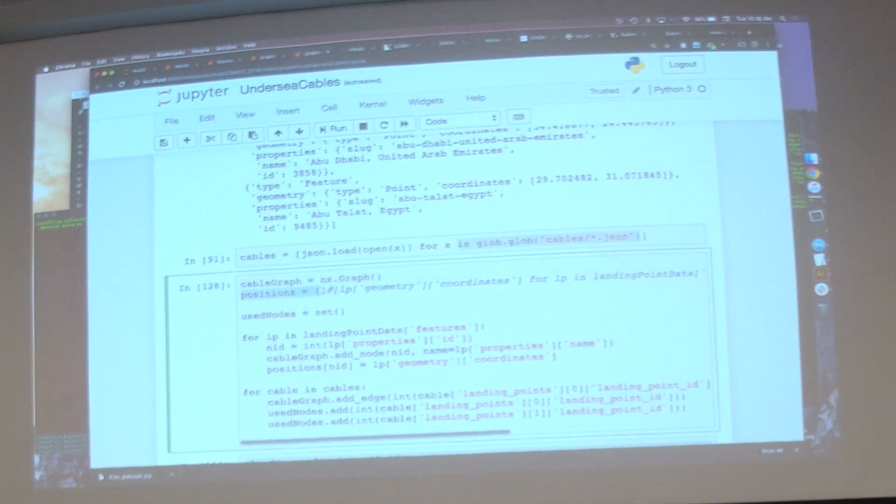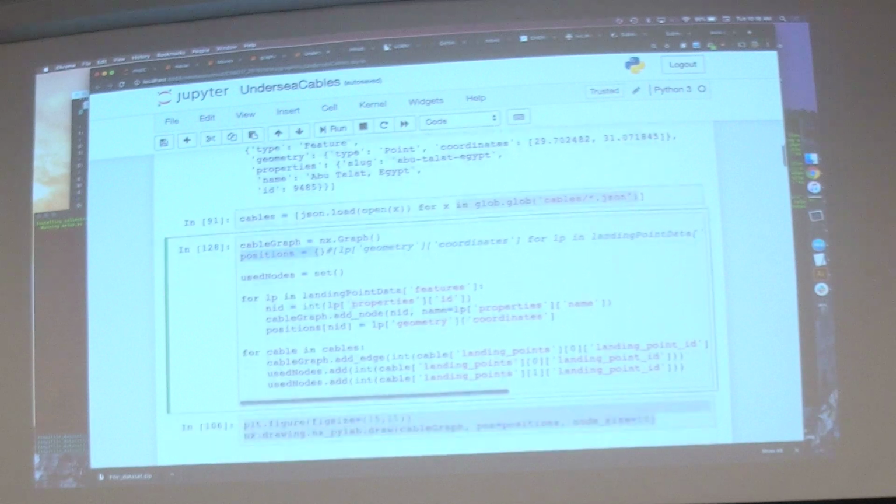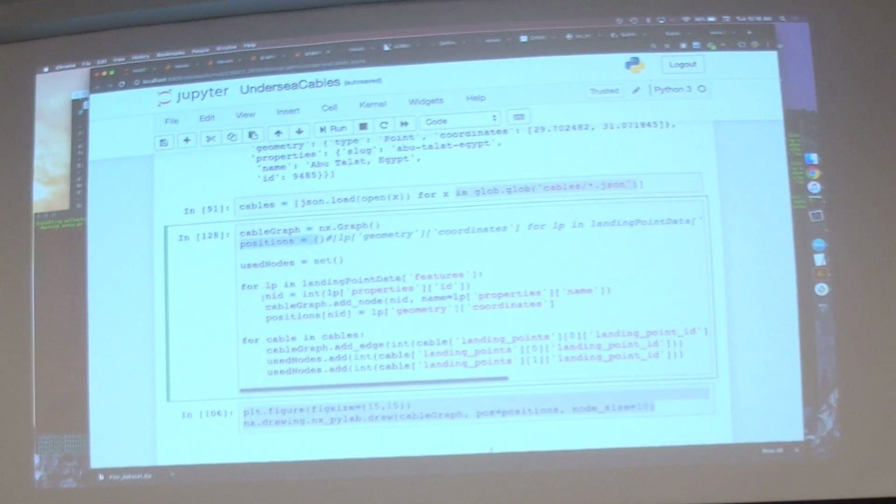I'm going to store all the positions of the landing points so that we can draw them on a map. And I'm keeping it separate from the actual node data structure so we can also draw it other ways. That was kind of the idea here. For each of the landing points, I'm just looking up in the JSON to get the ID number for the landing point, making a node for it, and with NetworkX you can store attributes. So I'm storing the name along with the node, so if I wanted to use that later I could. And then I'm storing the position in terms of the latitude and longitude.